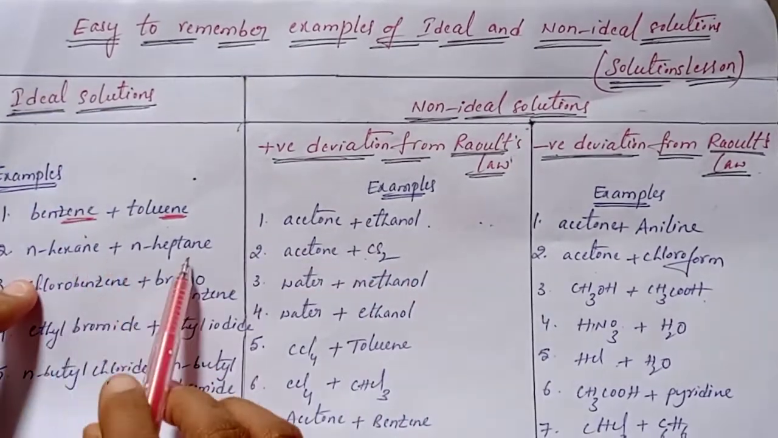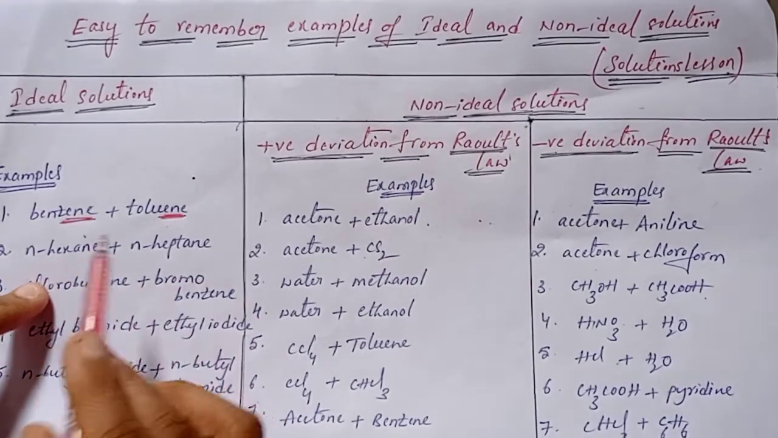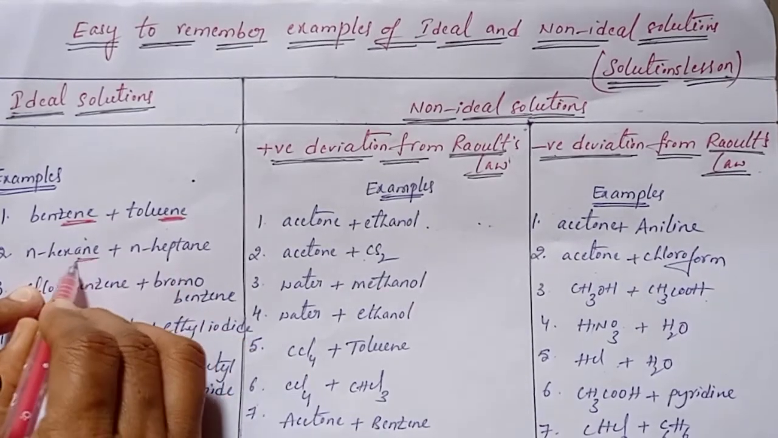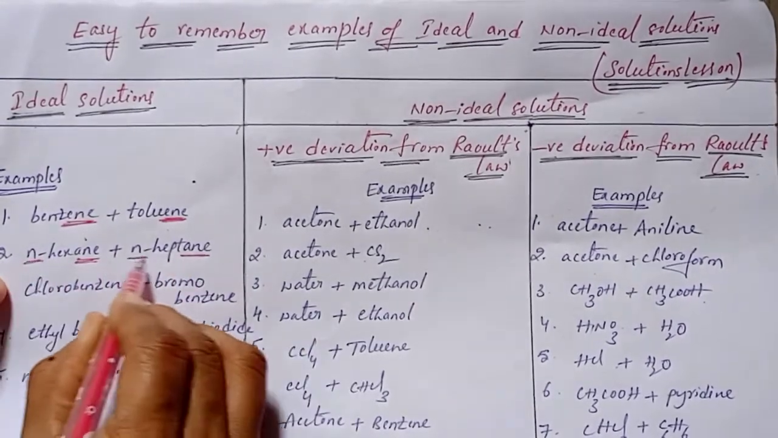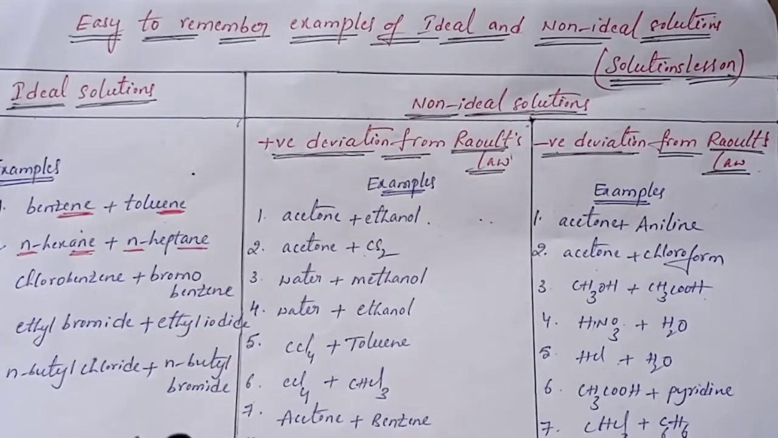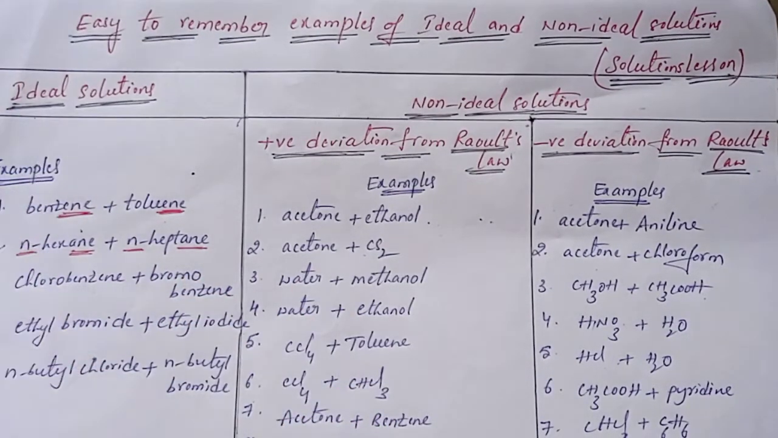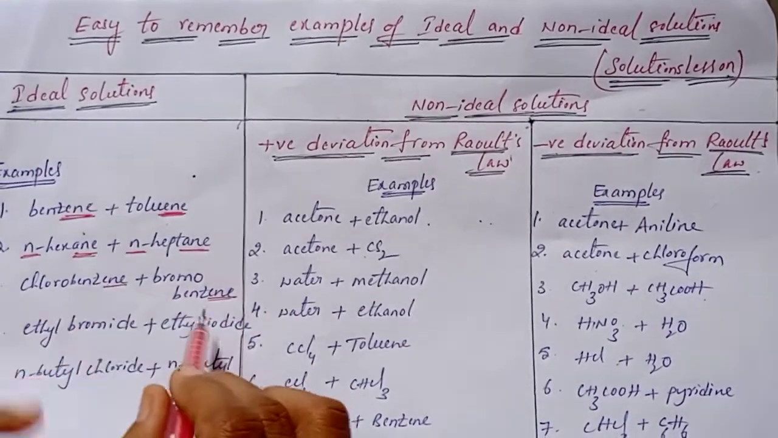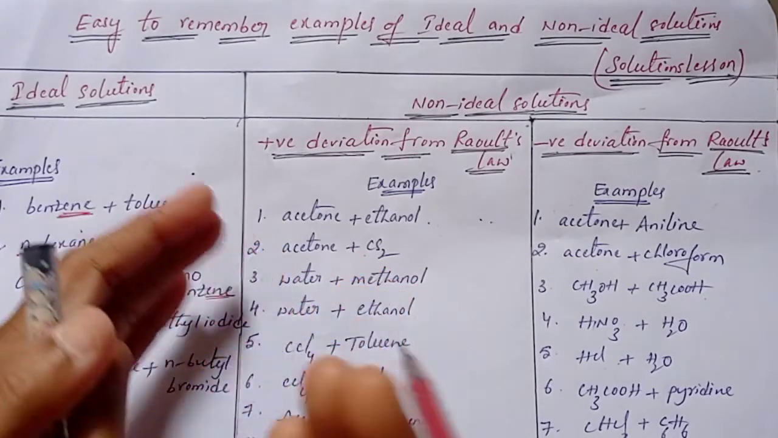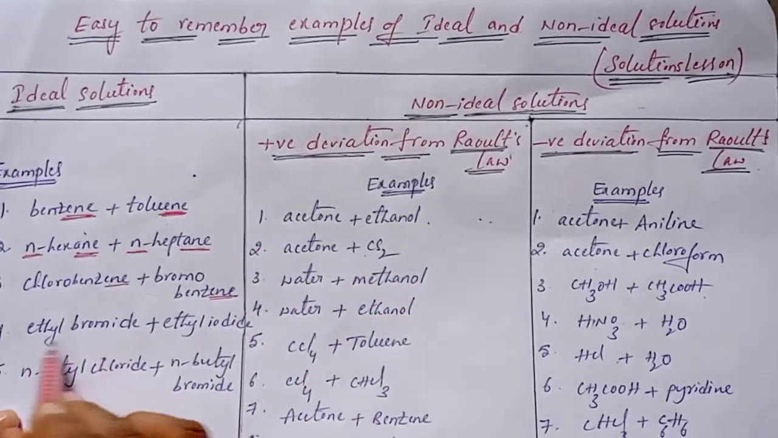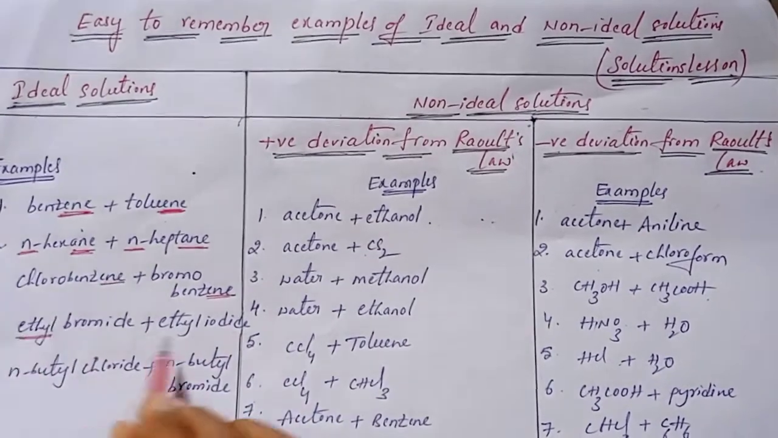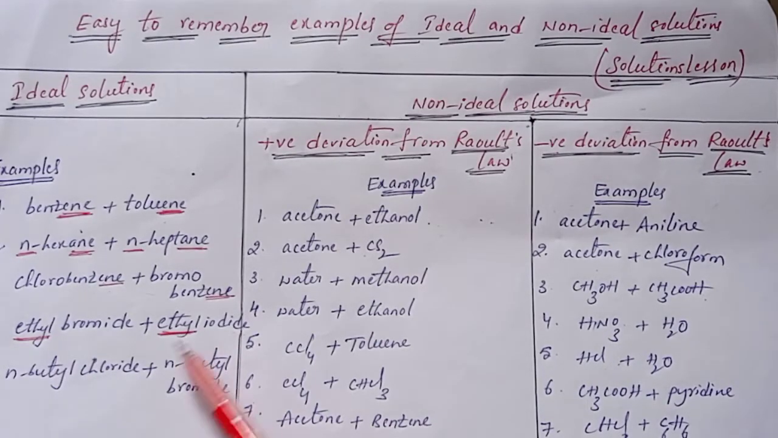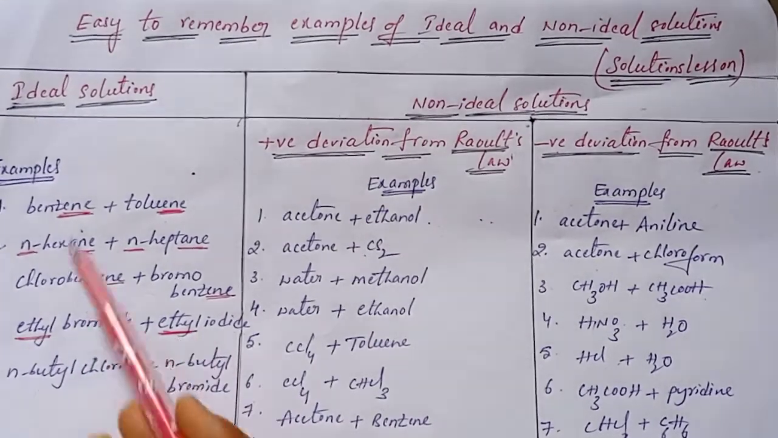Coming to the second example, n-hexane and n-heptane. What is the suffix here? It is "ane" in both, or the "n" also we can take as the same. So the same kind of words are there, and we can easily say ideal solution. In the third example, chlorobenzene and bromobenzene, "benzene" is common, so we call it an ideal solution. See here, ethyl bromide and ethyl iodide: ethyl, ethyl is the same prefix, so we call it an ideal solution.